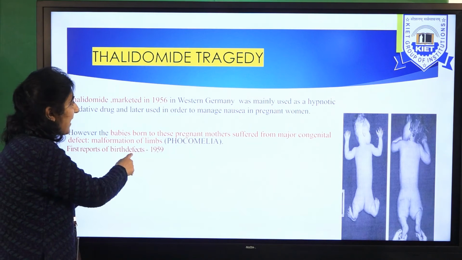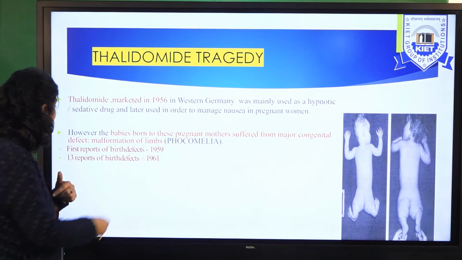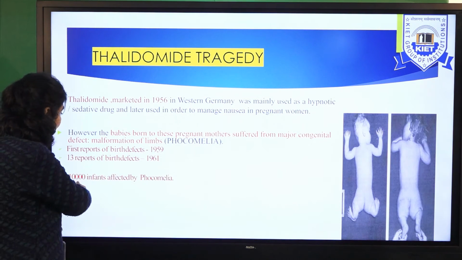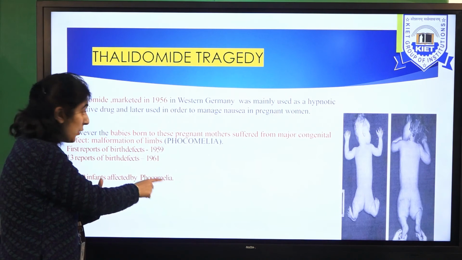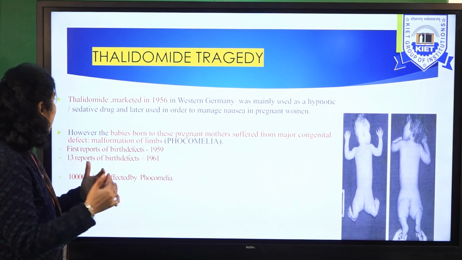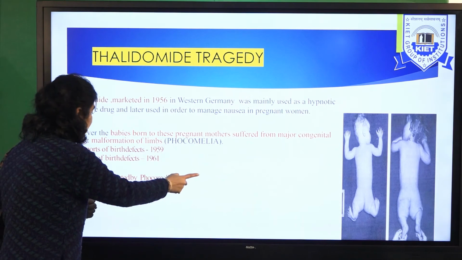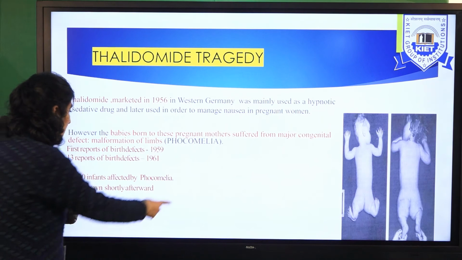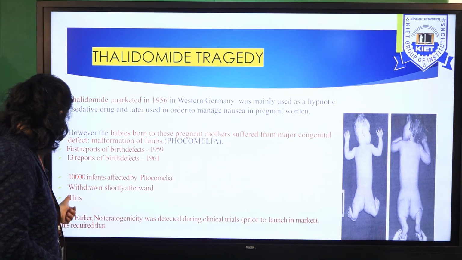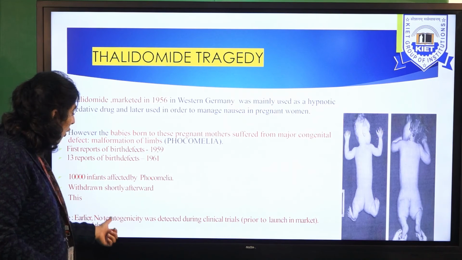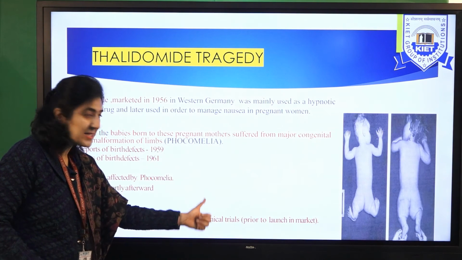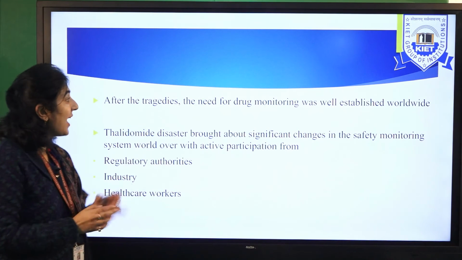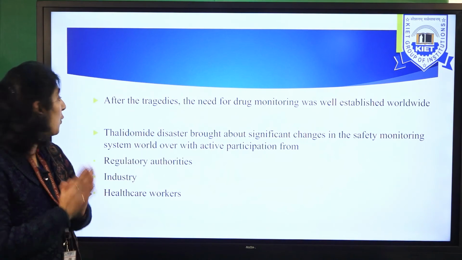So the first reports of birth defects came in 1959. In 1961, first there were 13 reports. Gradually, 10,000 infants were affected by phocomelia. You can see how bad an effect thalidomide had on the infants. So it was withdrawn shortly afterward. Now, earlier, no toxicity was detected during clinical trials prior to the launch in the market. So this required that drug monitoring should be established worldwide.